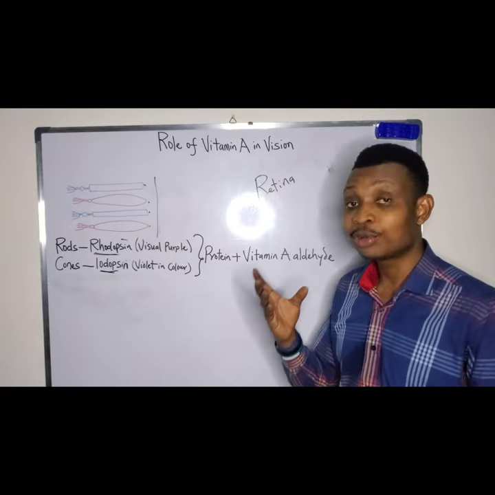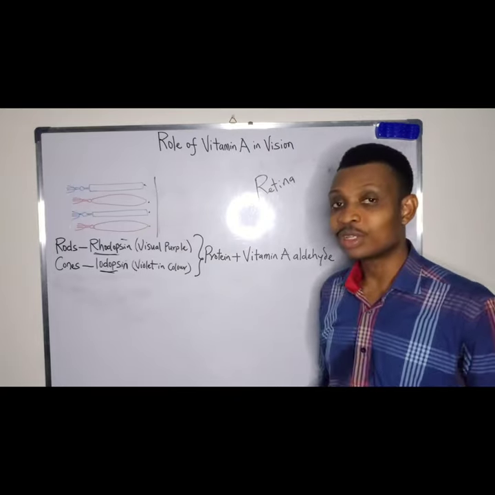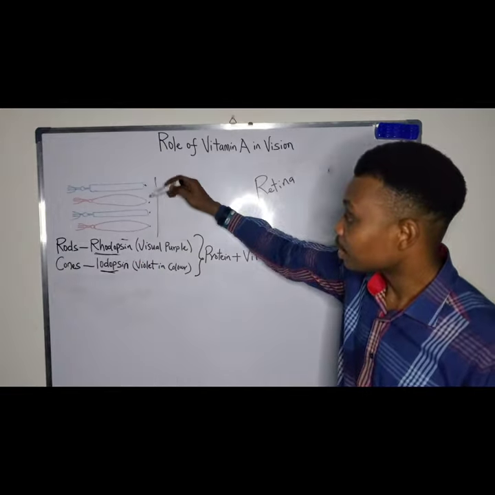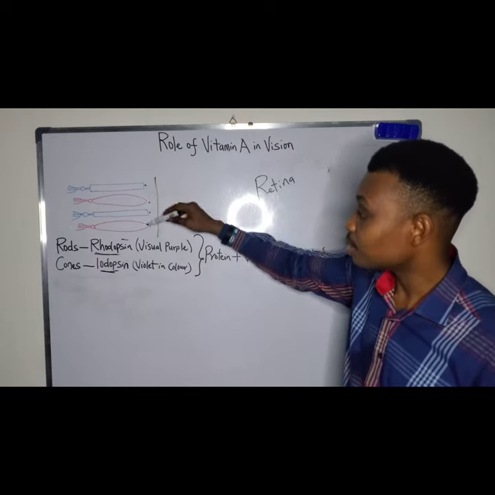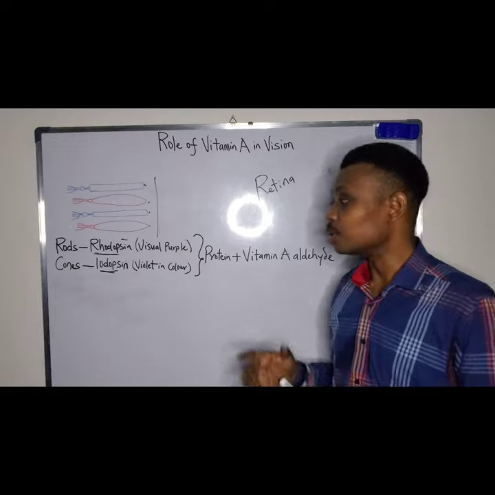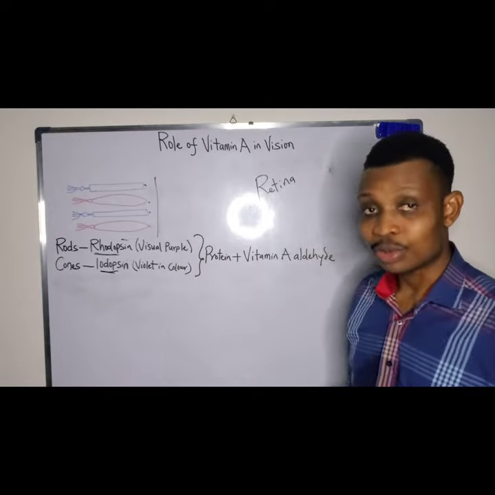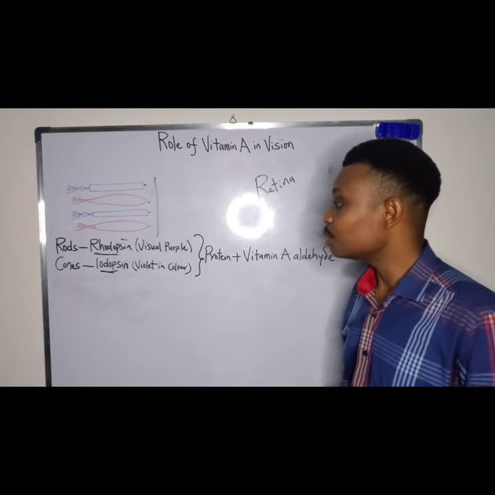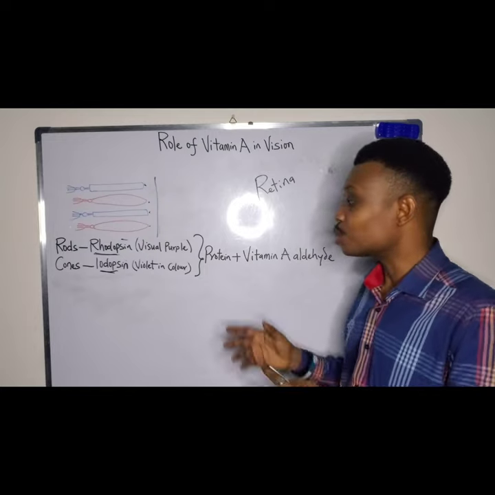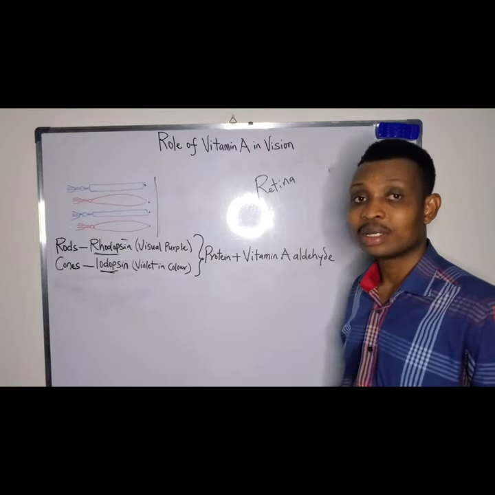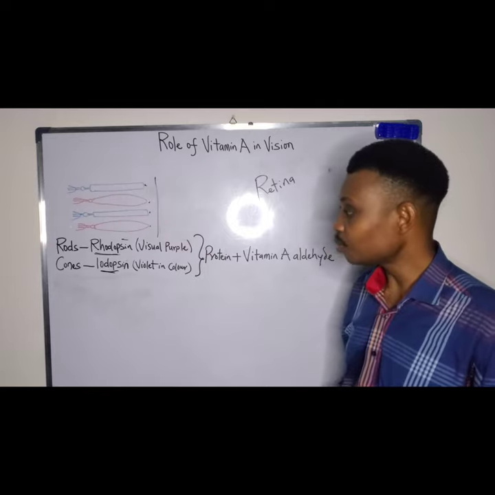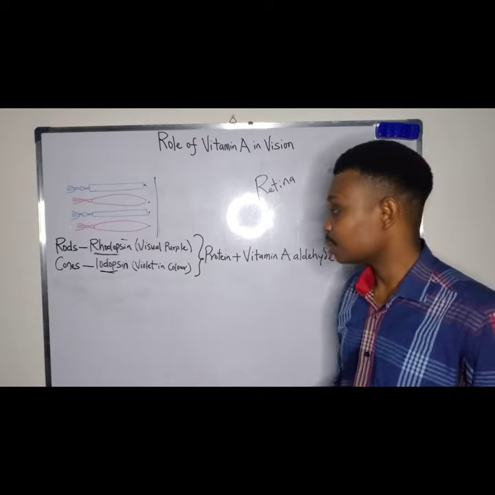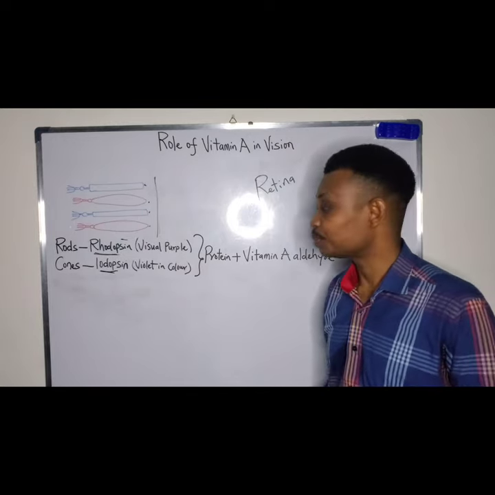In the retina, there are two photoreceptor cells, the cones and the rods. These are the rods in blue and the cones in red. Now, these rods and cones contain pigmented protein. The rods contain rhodopsin, which is also called the visual purple because it is purple in color. The cones contain a pigmented protein called iodopsin, which is violet in color.